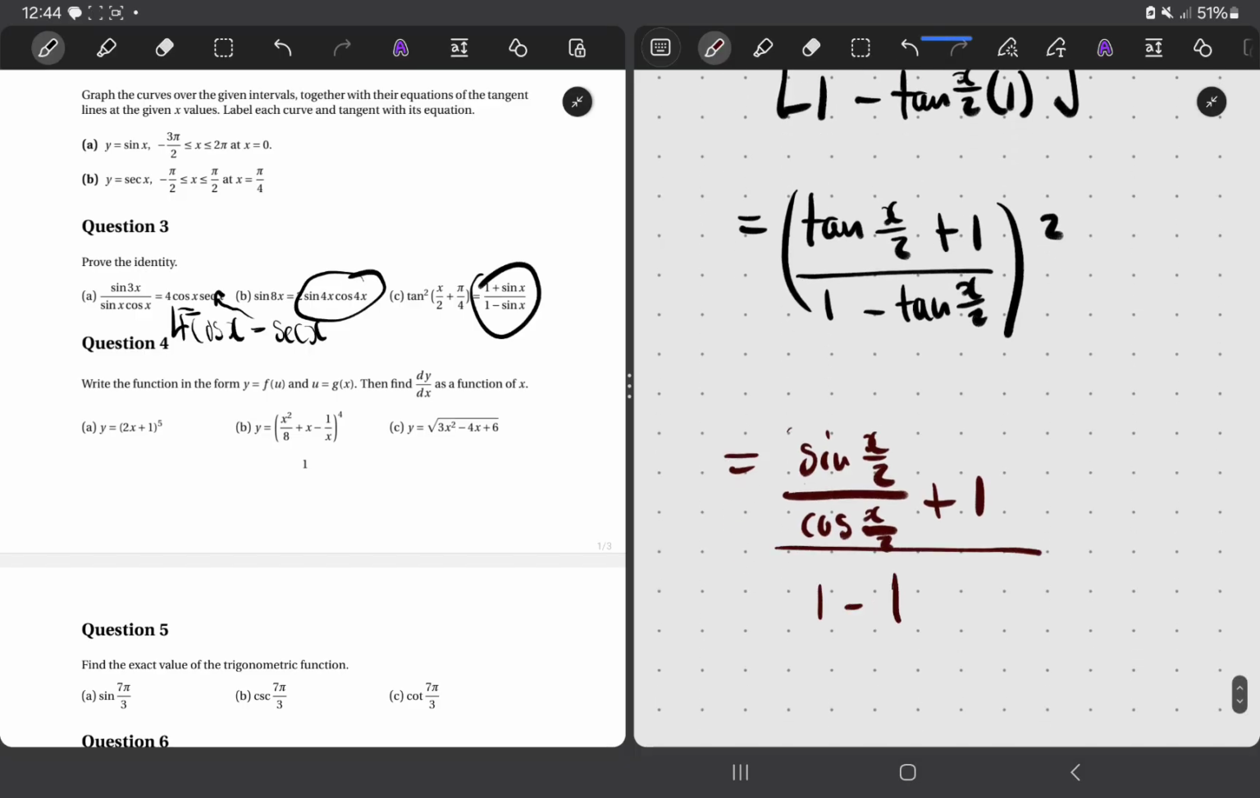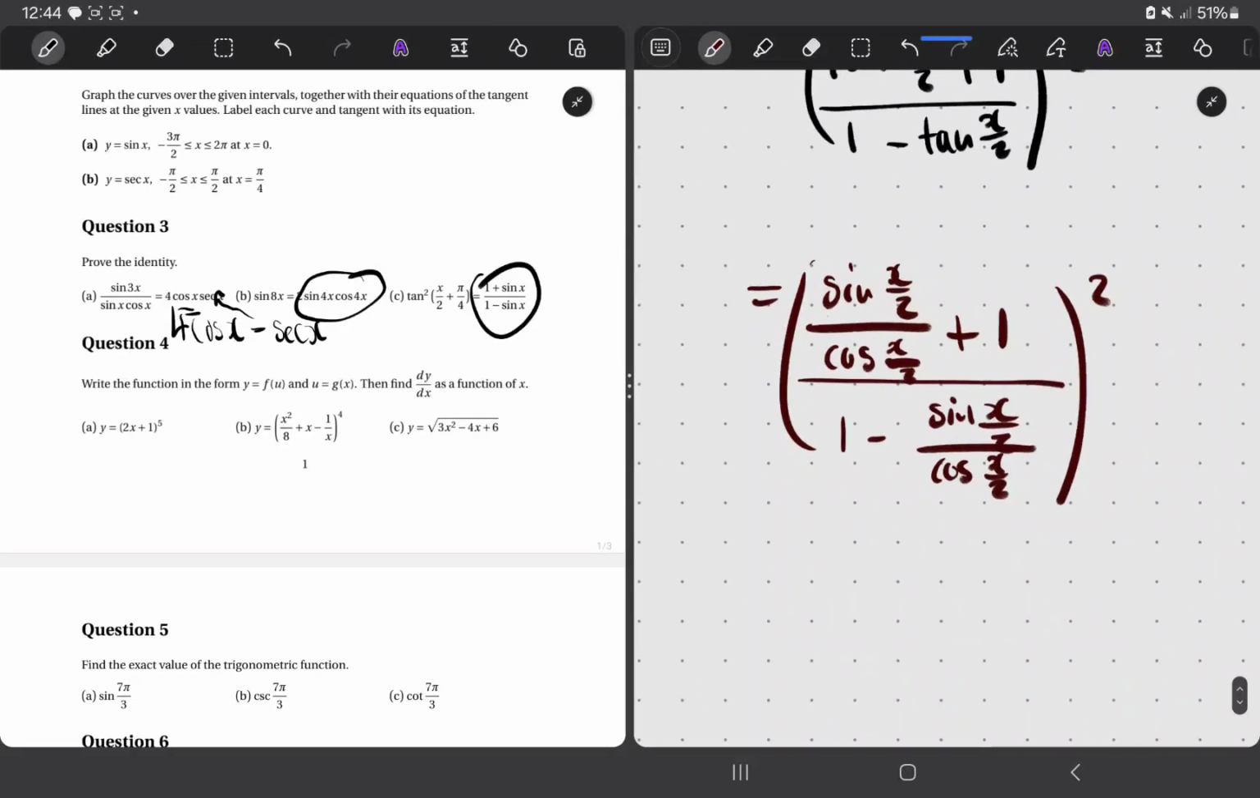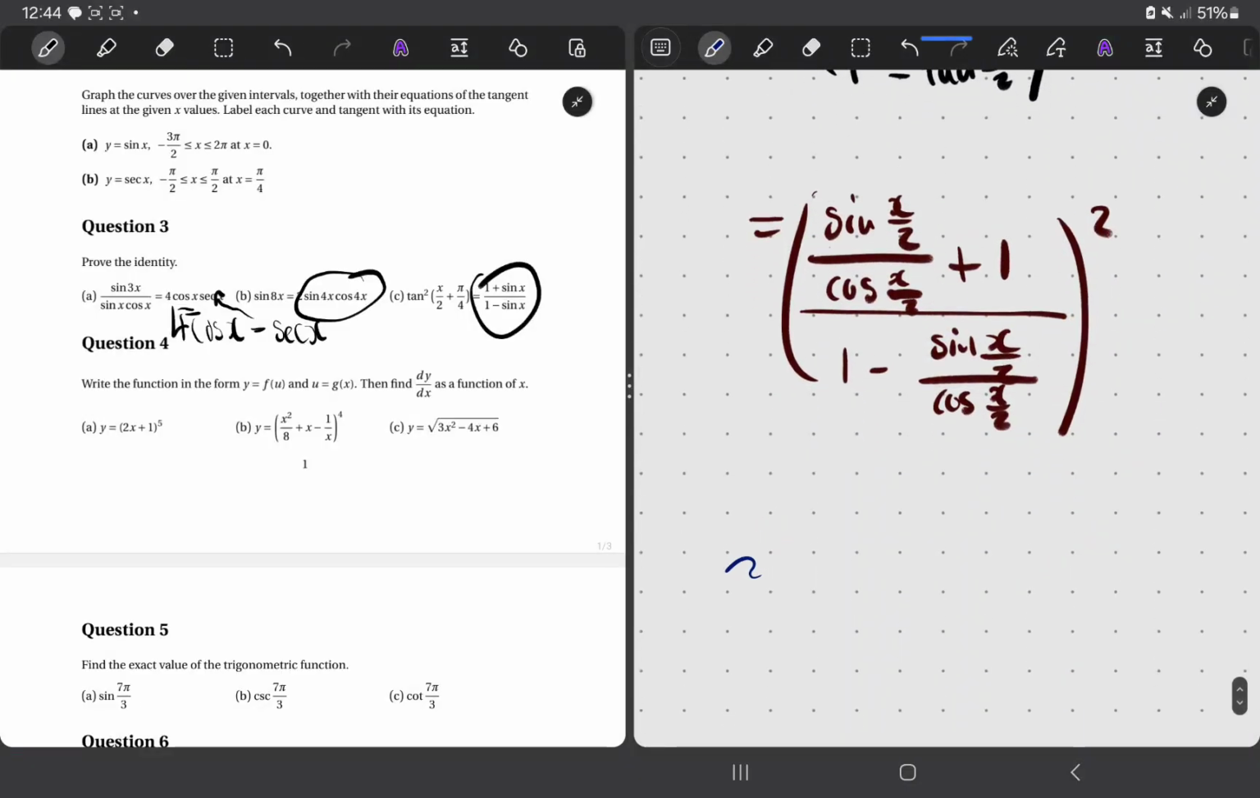Divided by 1 minus sine x over 2 over cos x over 2. And this is going to be squared. Can you see that? Now, what am I going to do? Well, I'm going to simplify this. Simplify? Yes, how? I know what 1 is.